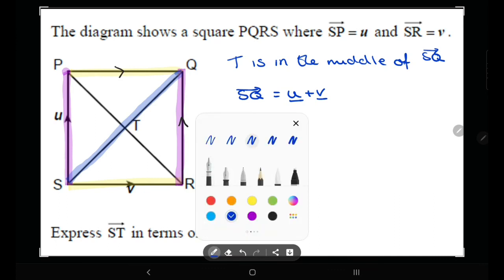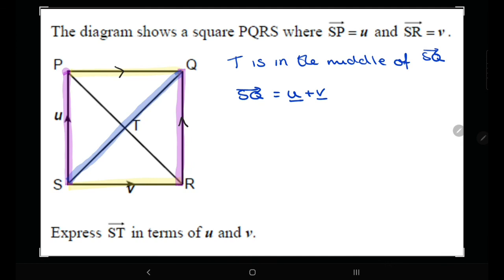And this is a really lovely trick we can do with vectors, is that we can take a fraction of a vector. So S to T is a half of SQ. So that's going to be a half of U plus V. So it's going to be a half U plus a half V.